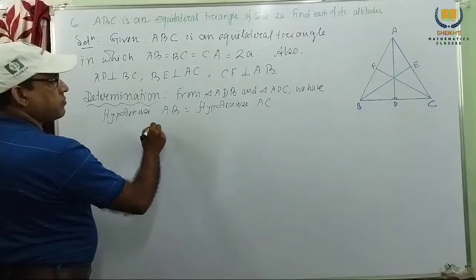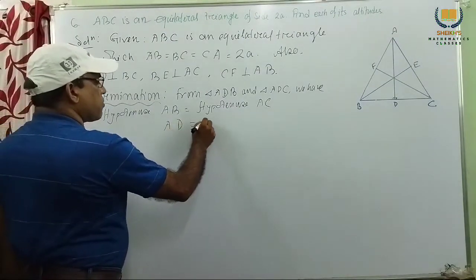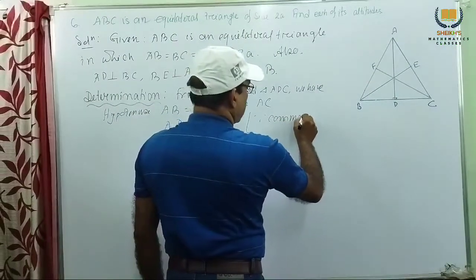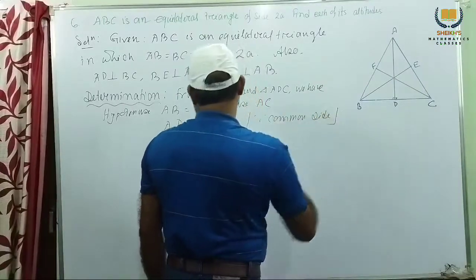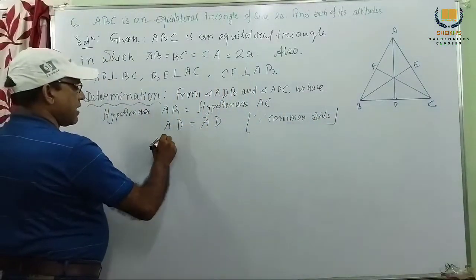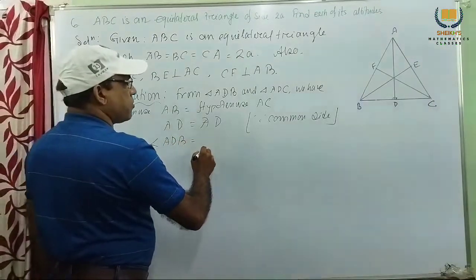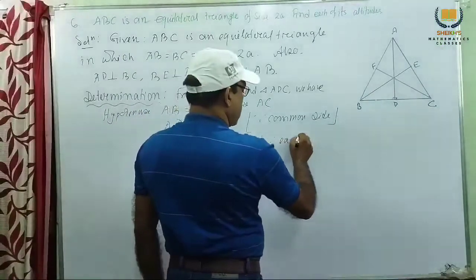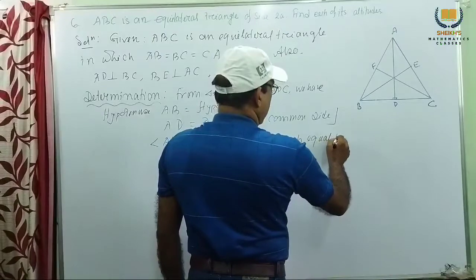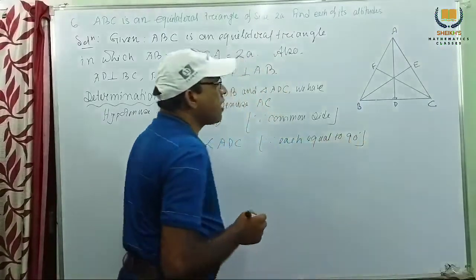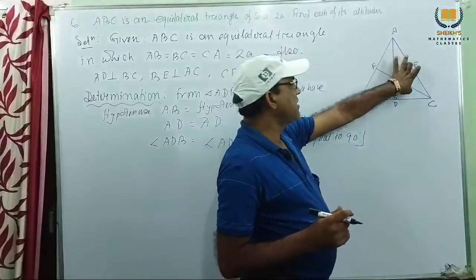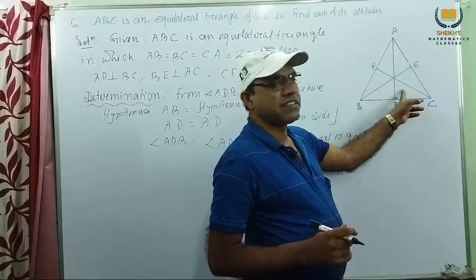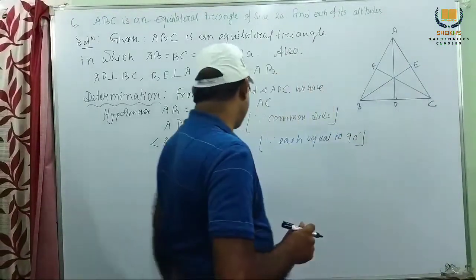Also, AD equal to AD since it is a common side. Angle ADB equal to angle ADC since each equal to 90 degrees. So we consider these two triangles. This side equal to this side, this is the common side and this angle equal to this angle. So these two triangles are congruent.